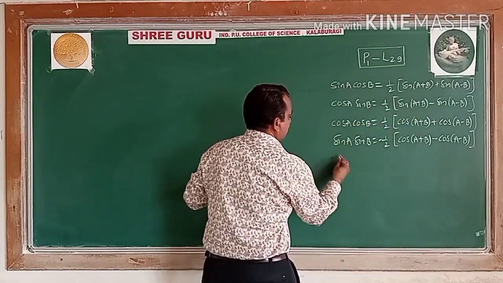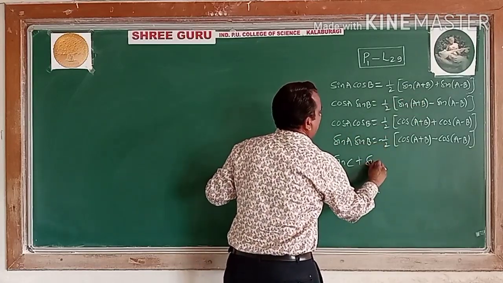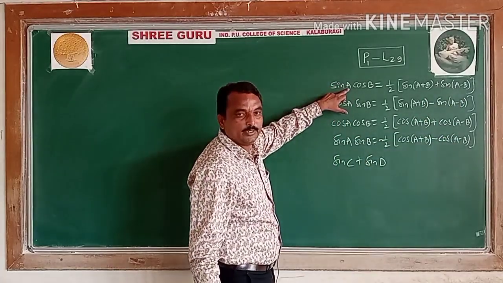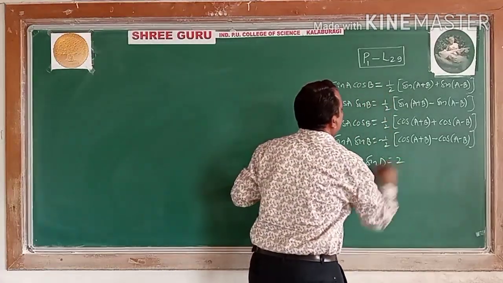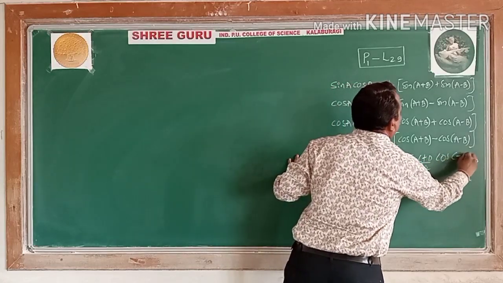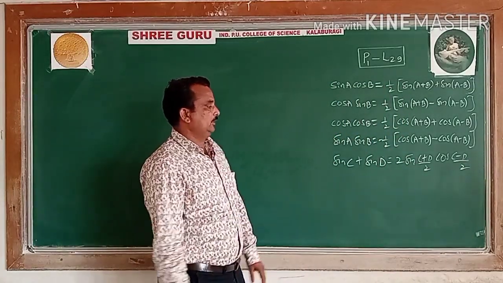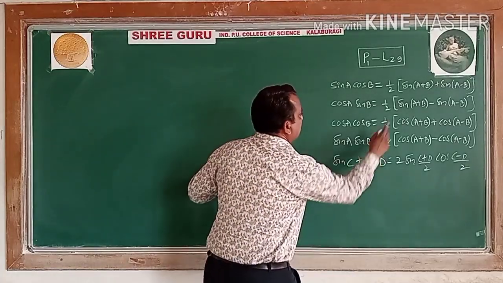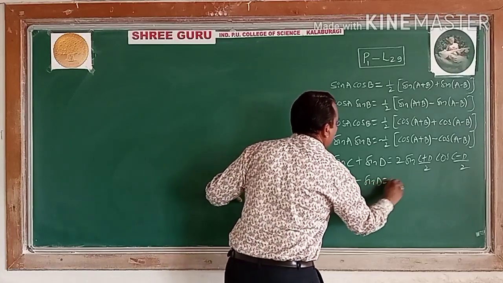A plus B as C, A minus B as D, so A as C plus D by 2, B as C minus D by 2. This cross multiplication, 2 goes to this side. 2 sin C plus D by 2 into cos C minus D by 2. These formulas only we have transformed here. Sin C plus sin D. Sin C minus sin D, this is.